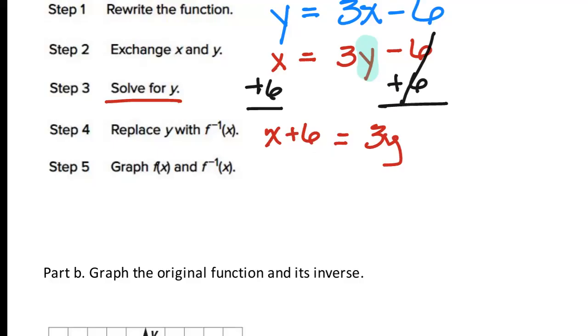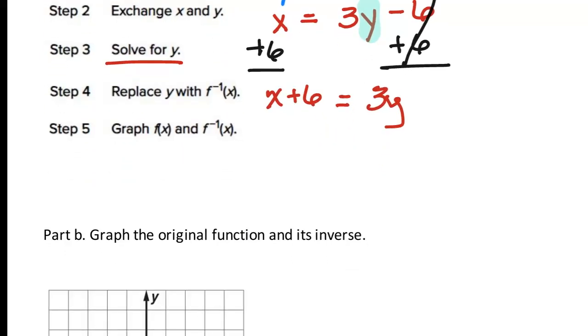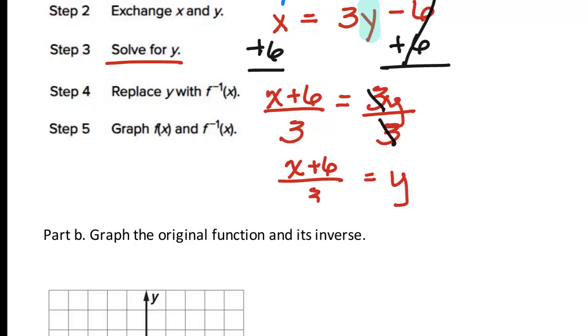But wait, I'm trying to get y by itself. So right now we are multiplying 3 by y. To undo that, I would need to do the opposite and divide. So we divide. Your 3's are going to simplify out, and we get y is equal to x plus 6 divided by 3.